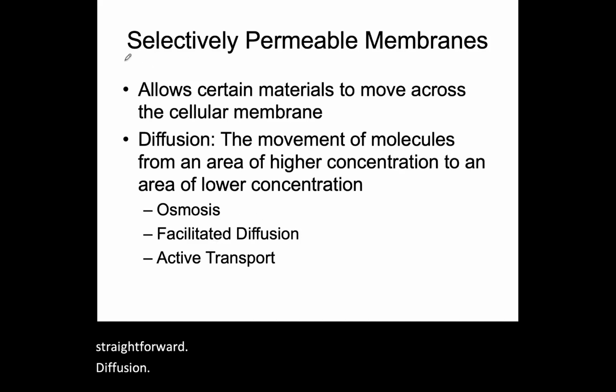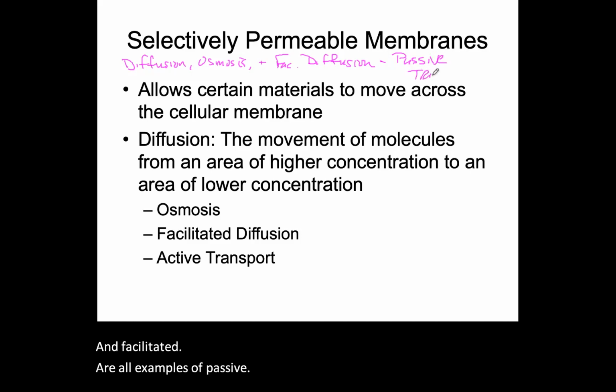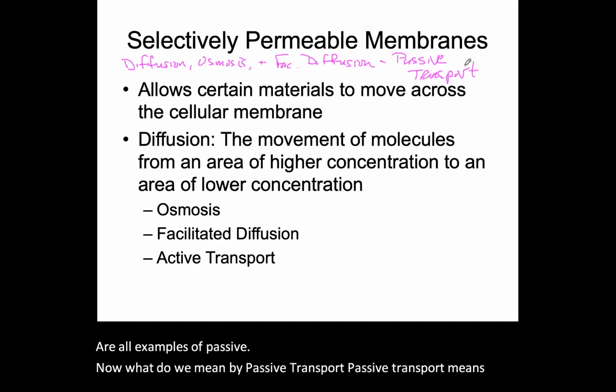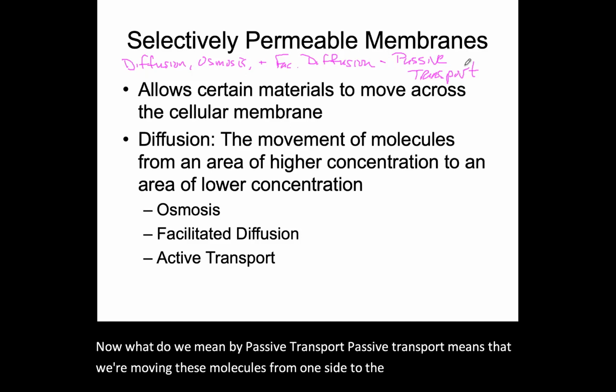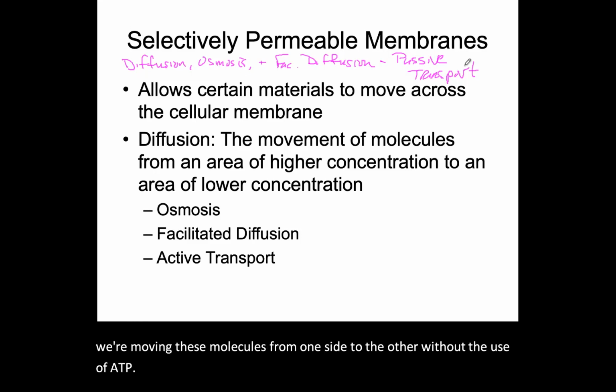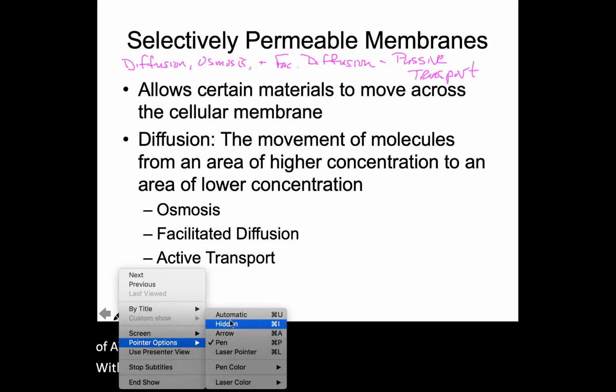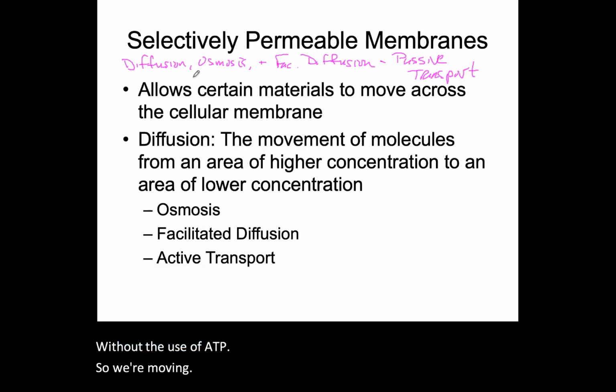Diffusion, osmosis, and facilitated diffusion are all examples of passive transport. Now, what do we mean by passive transport? Passive transport means that we're moving these molecules from one side to the other without the use of ATP, adenosine triphosphate.